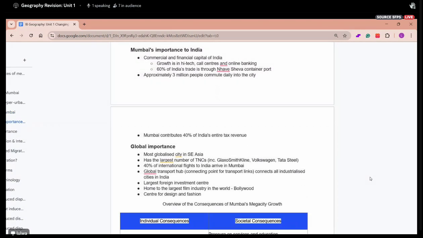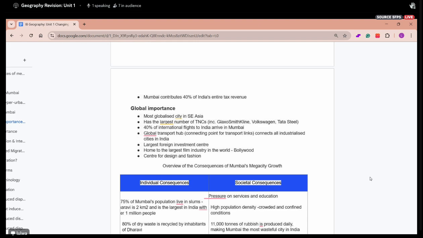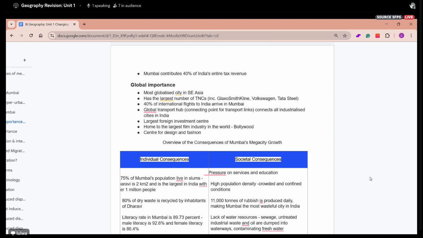And also Mumbai is really important globally. It's the most globalized city in Southeast Asia, and it has the largest number of TNCs, which are transnational companies, including GlaxoSmithKline, Volkswagen, Tata Steel, etc. It's a global transport hub, the largest foreign investment center, home to the largest film industry in the world, Bollywood, and it is the center for design and fashion.